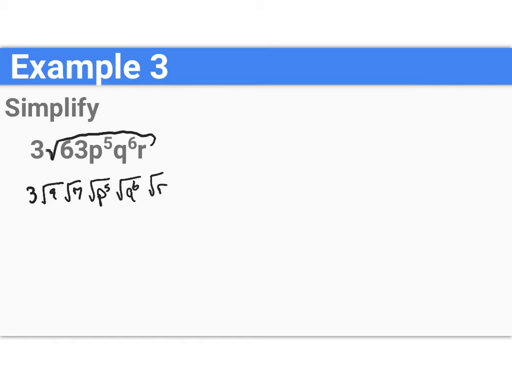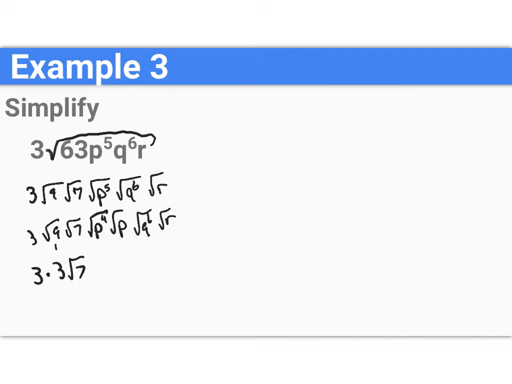And so we need to break down p to the 5th as p to the 4th times p times q to the 6th times r. So it's root of 7, root of 9, and then 3. And what comes out? 3 comes out here. The square root of 9 is 3. The root of 7 stays.